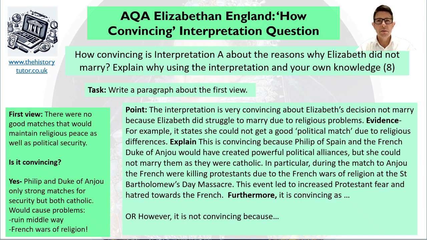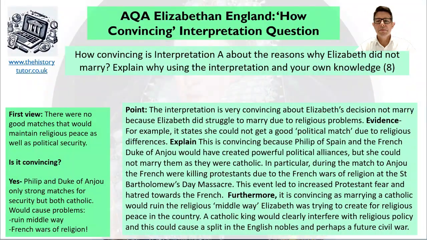Okay, so let's try furthermore. We haven't explained how maybe this impacted Elizabeth's middle way and might ruin her religious policy. So we could go even further into this explanation now. Try furthermore and see if you can explain another reason why she couldn't marry because of religion.